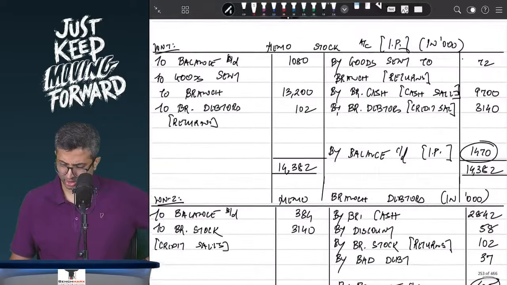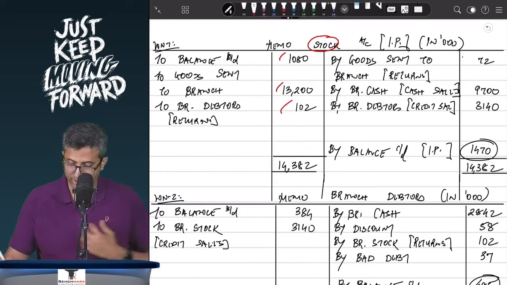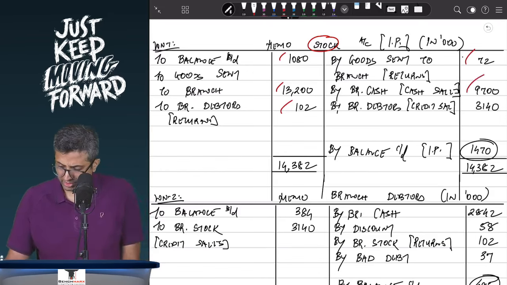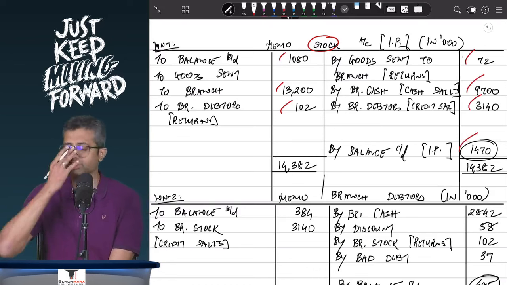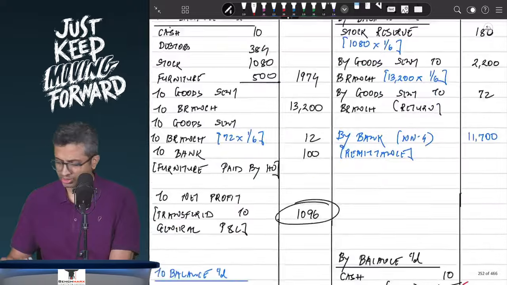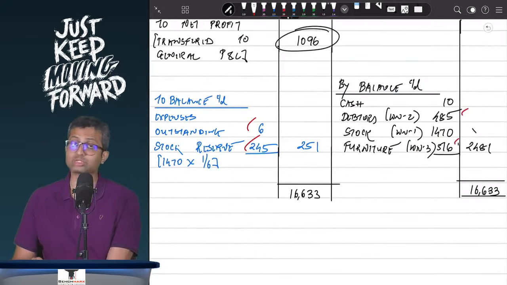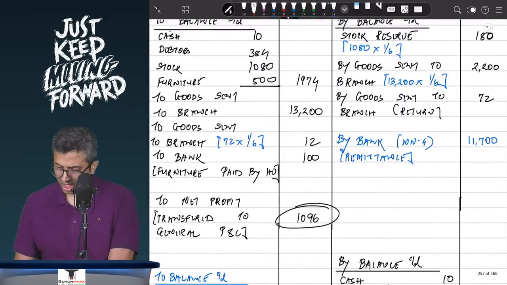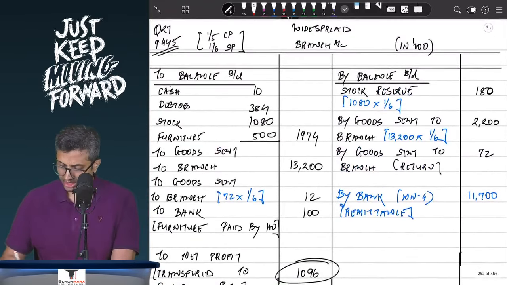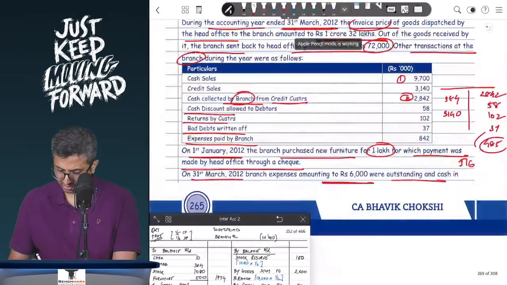So over here if you go to see the memo stock account, opening, then goods sent 13200, then there are certain goods which are returned, 72, all of that, you will get 1470. This is a regular stock account. 1470 divided by 120 into 20, this will be 245 of stock loading. Other than that, there are 6 of closing expenses outstanding. Now when we review all of this, as you see, what we have done over here is a simplified presentation.